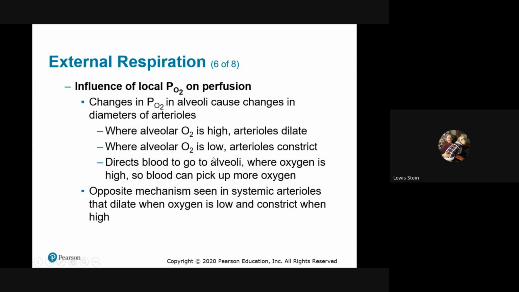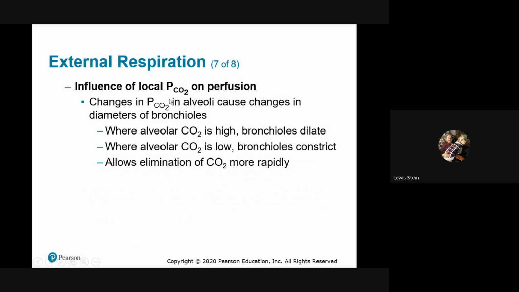How's that? So the O2 causes changes in the alveolar area. When there's a lot of air in the area, the arterioles dilate. When it's low, they constrict. So it directs the blood to go to alveoli where there's more oxygen so the blood can pick up more oxygen. Opposite mechanisms are seen in systemic arterioles, which dilate when oxygen is low. Okay, so they're trying to bring oxygen to an area that is low. So they reverse themselves.